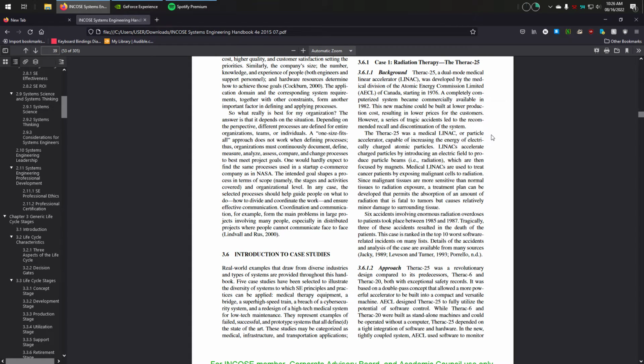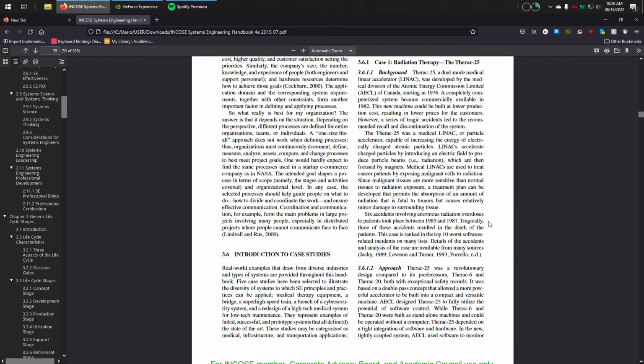The THERAC 25 was a medical LINAC, or particle accelerator, capable of increasing the energy of electrically charged atomic particles. LINACs accelerate charged particles by introducing an electric field to produce particle beams, i.e. radiation, which are then focused by magnets. Medical LINACs are used to treat cancer patients by exposing malignant cells to radiation. Since malignant tissues are more sensitive than normal tissues to radiation exposure, a treatment plan can be developed that permits the absorption of an amount of radiation that is fatal to tumors, but causes relatively minor damage to surrounding tissue.